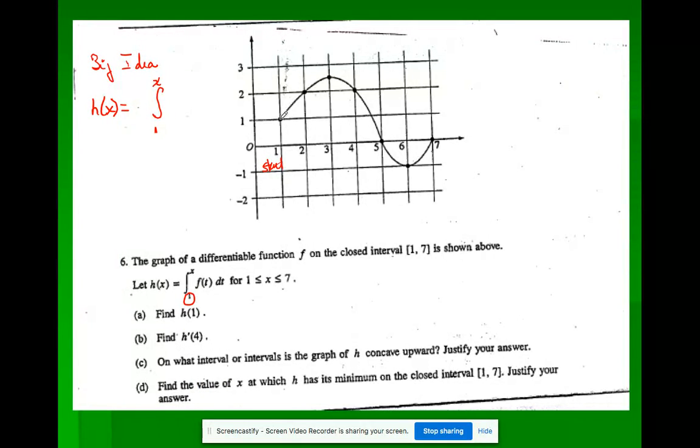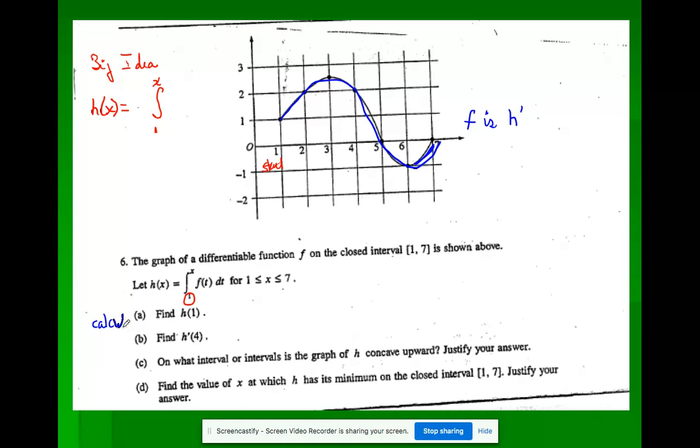So the graph I'm looking at here, whoa, I missed. f, by the first fundamental theorem, is the derivative of the accumulator function, right? h prime is little f, the graph I'm looking at. So there starts to be a rhythm to these problems, right? The first thing they're asking us to do is just plug and chug. What is h of 1?